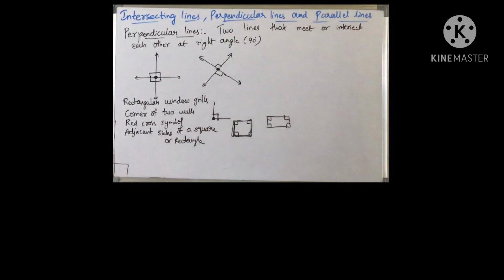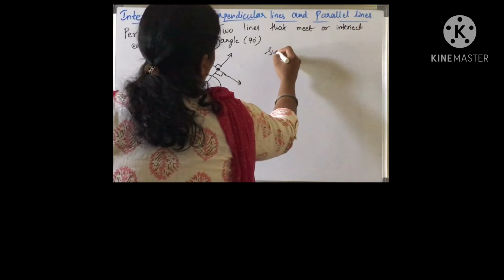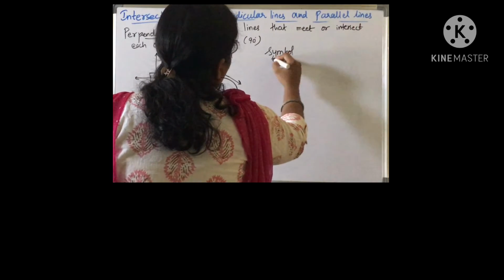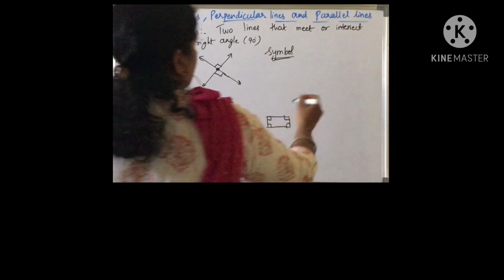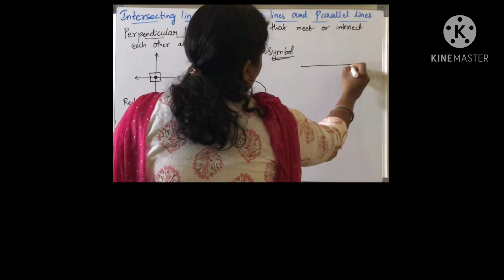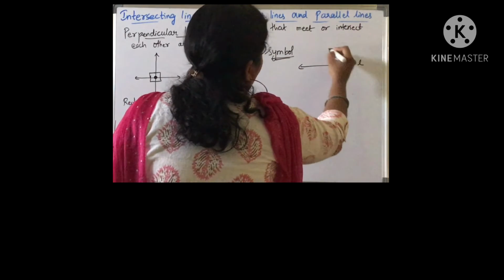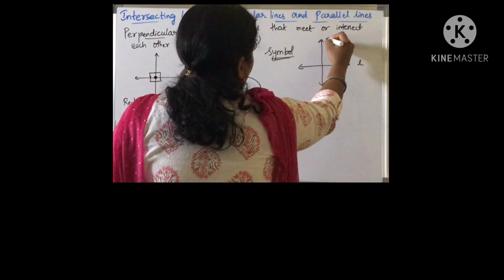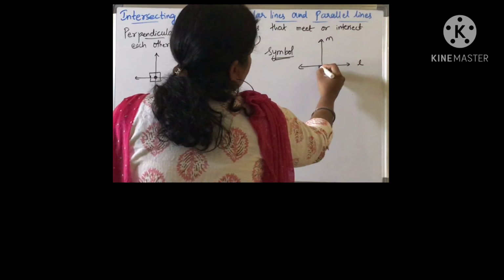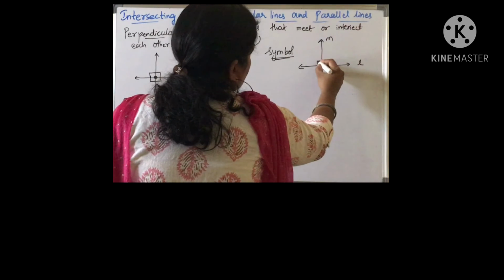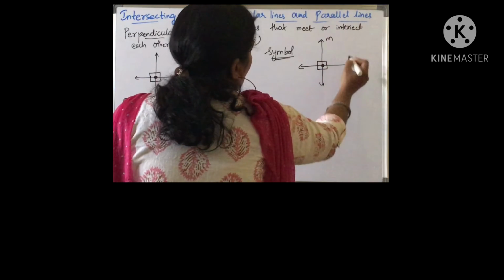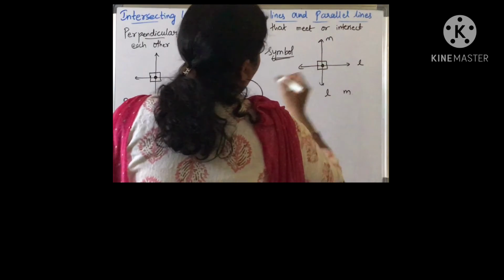And the symbol. What is the symbol of perpendicular? The symbol of perpendicular lines means, suppose this line is L and this line is M, and these two lines are intersecting at this point. Here if you see, you are getting 90 degrees. So I can say L and M are perpendicular lines.